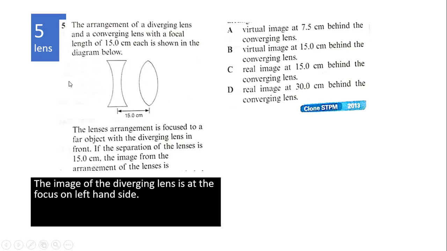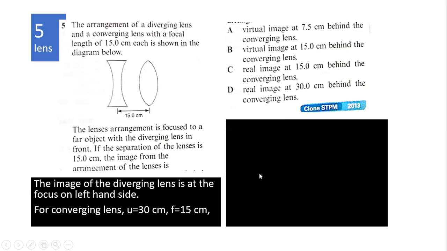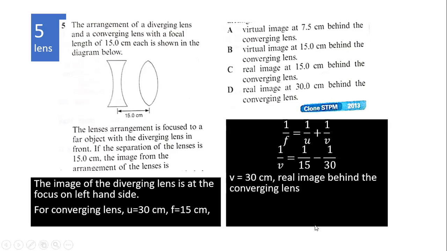So now this one becomes the object of this converging lens. So it means that the distance is 30 cm. 30 cm is double the focal length. So the answer is done. If not calculated out, put in the formula. Right? Focal length 15. We are now looking at the converging lens. Object distance 30 cm. Put in the formula and calculate out.